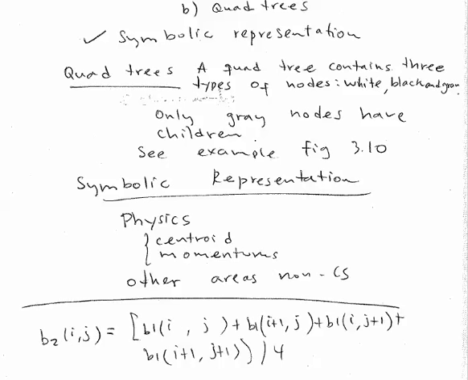Now for quadtrees, we have a type of data structure. It is a tree that has three types of possible nodes, in which only one of them can have children, and the other two define one of the two possible regions. So let's go into an example.